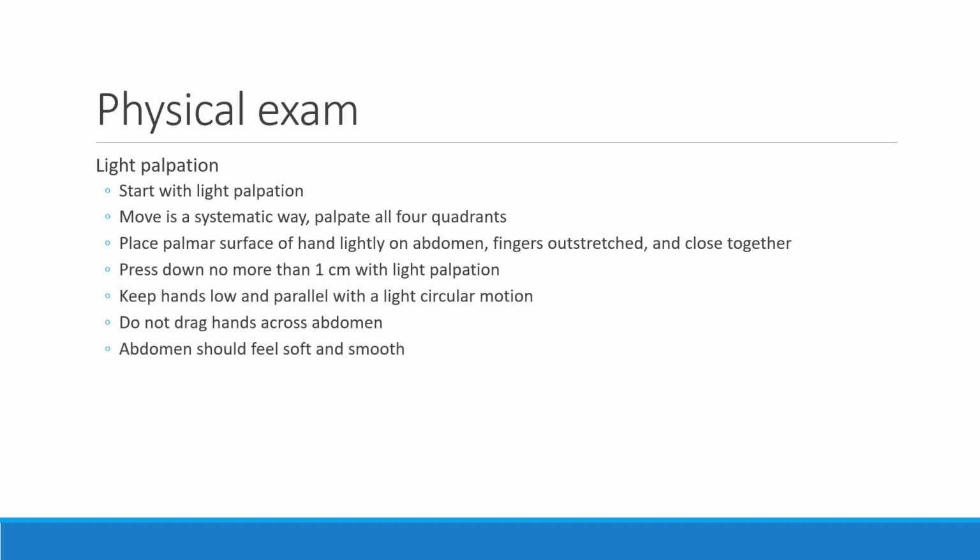So we're going to start with light palpation. We're going to move in a systematic way, palpating all 4 quadrants. We're going to place the palmar surface of the hand lightly on the abdomen with the fingers outstretched but close together. And for our light palpation, we're going to press down no more than 1 centimeter. We want to keep our hands low and parallel and use a light circular motion. It's important not to drag our hands across the abdomen, actually lift them up and move them to the next space, and the abdomen should feel soft and smooth.